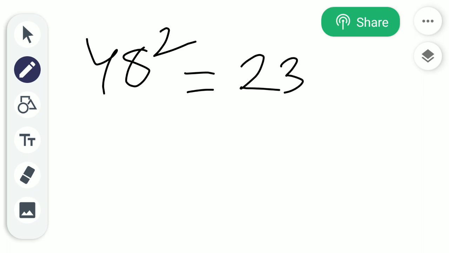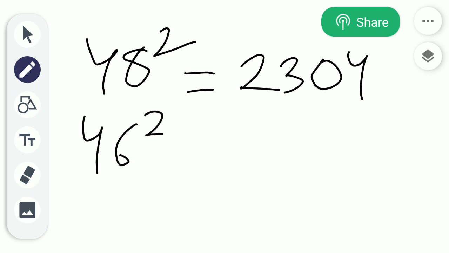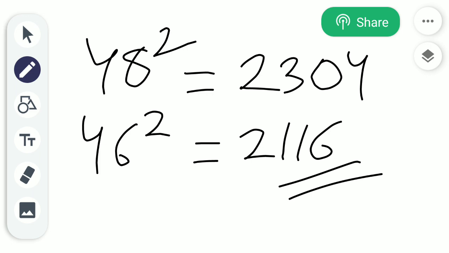Let's take another example, 48. 48 is 2 less than 50, so we subtract 2 from 25, which is 23, and the square of 2 is 04. So it is 2304. Another example, 46 square. 46 is 4 less than 50, so we subtract 4 from 25, which is 21, and the square of 4 is 16.